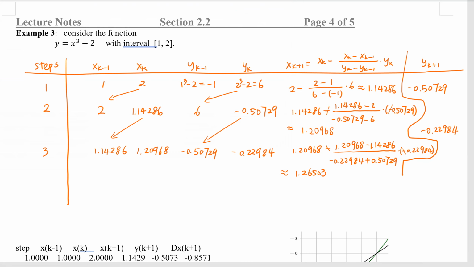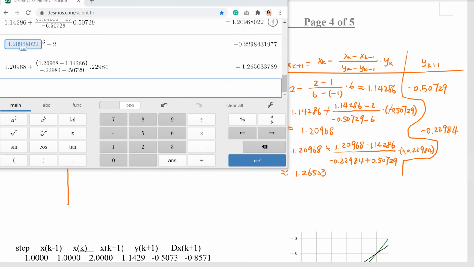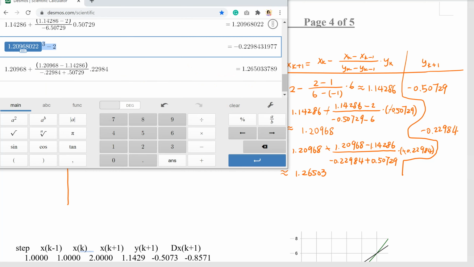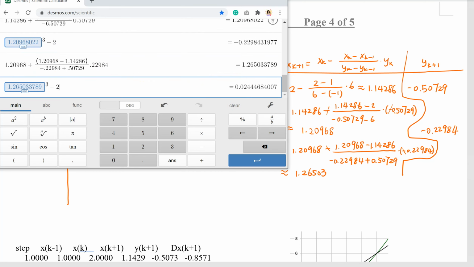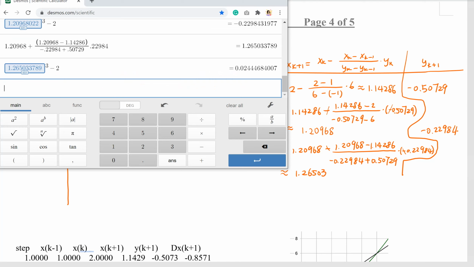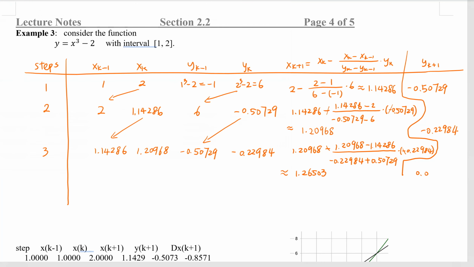1.26503. And then that guy cubed minus 2. So copy here. We can copy and paste. 0.024446. Oh, if we count 5 decimal places, it's then 0.02445. We round up. So far, so good, everybody. Okay, let's do one more step and we're done.